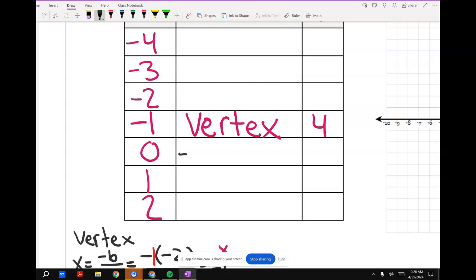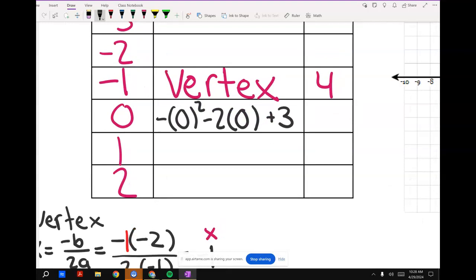So plugging in 0, we'd have -0 squared minus 2 times 0. And then it's plus 3. So remember, whenever we multiply something by 0, it stays 0. So -0 squared is 0. 2 times 0 is 0. So we have 0 plus 3. We get an output of +3.